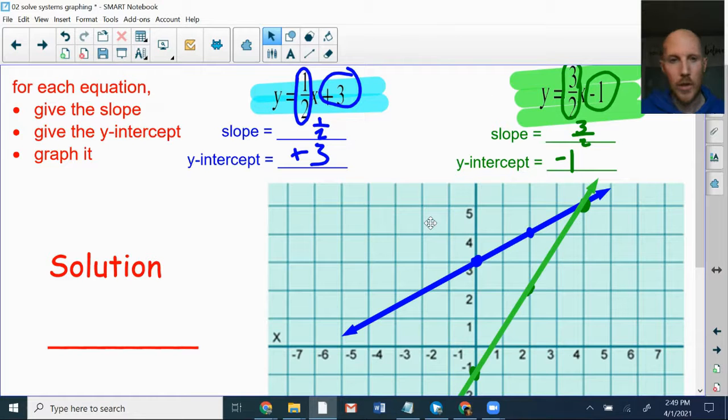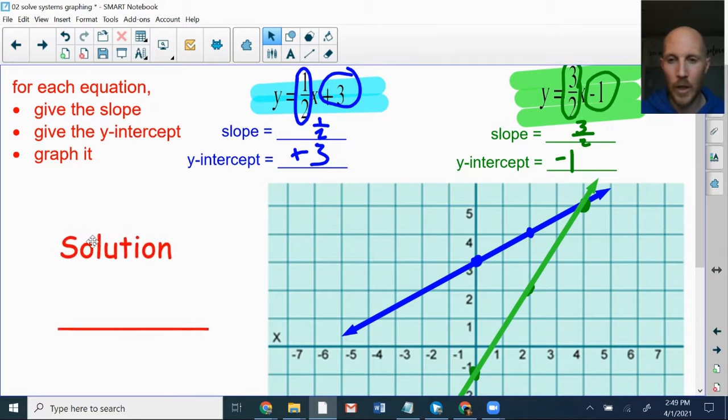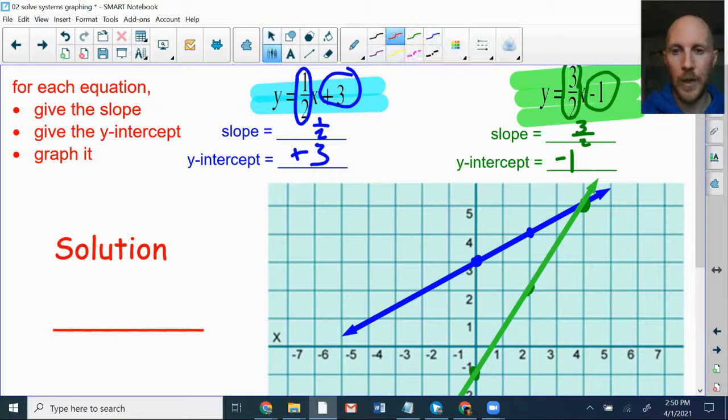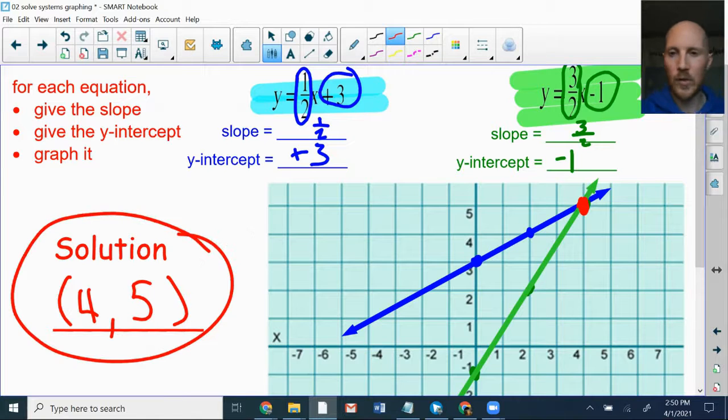Okay, so the directions are to find the solution, and that is where those 2 lines cross, where they meet or intersect. And in this case, it is that point right there. I'll put that big red dot there. And so I need the coordinates. I'm going to put my answer inside parentheses. The x coordinate first, I'm going to count sideways, and that is at 4. And then the y coordinate, I need to find out how much I'm going up. That is at 5. So the solution for this system is at the point 4, 5. All right.